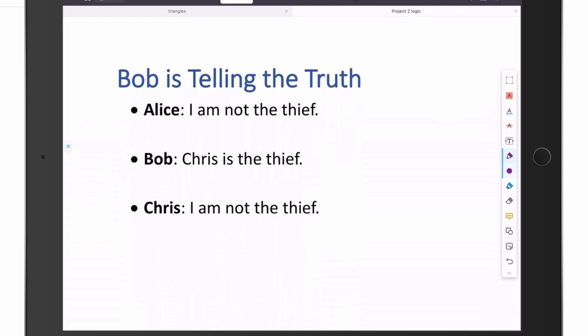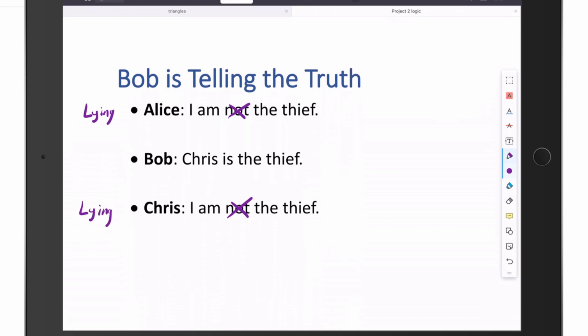So that means that Alice is lying and Chris is lying. So Alice says she's not the thief, but we know that that's a lie. So that means that she is the thief, is what her statement is. Bob's statement is okay, right? Because he's supposedly telling the truth that Chris is the thief. And Chris says, I'm not the thief, but that's a lie. So he's saying he is the thief.